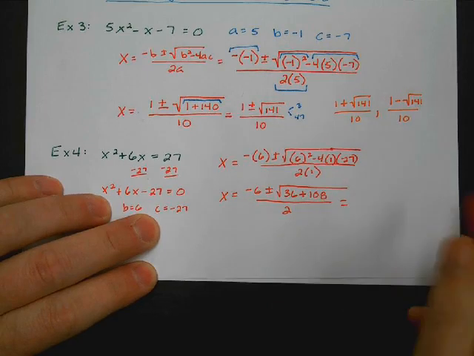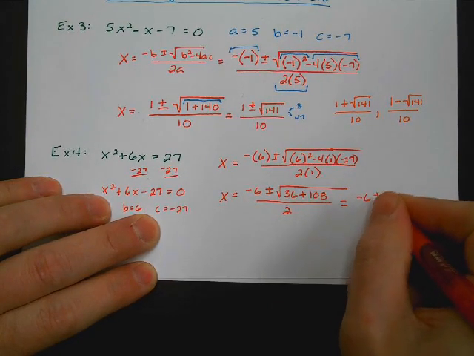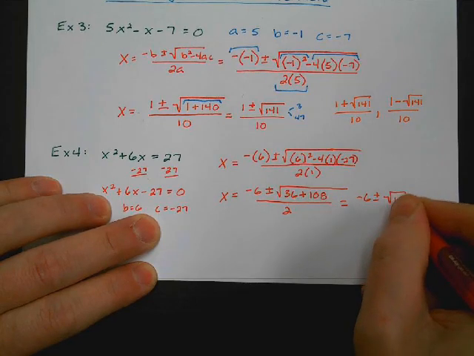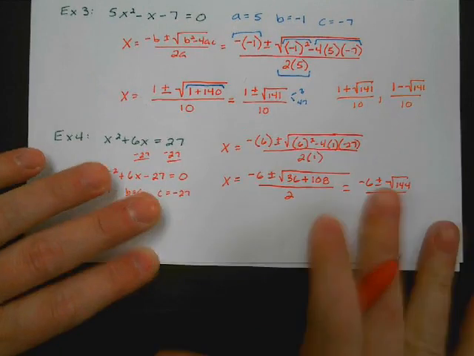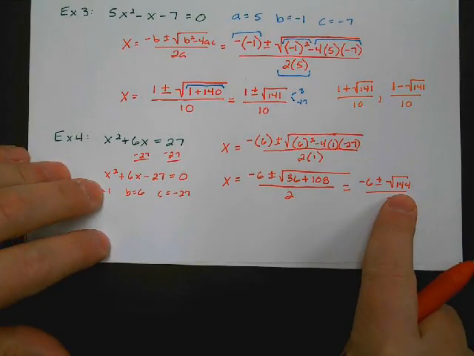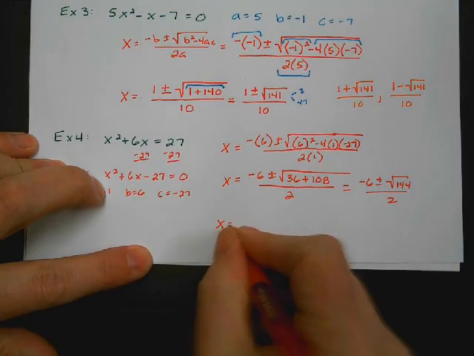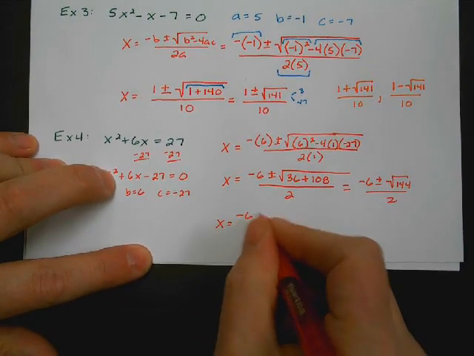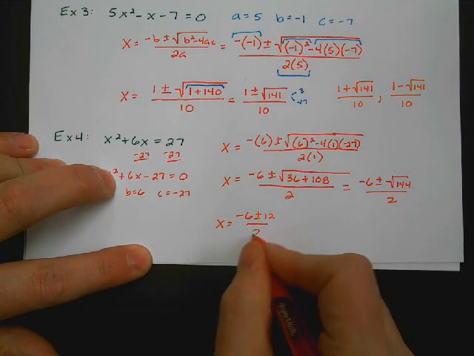This 36 plus 108 makes 144. So this is negative 6 plus or minus the square root of 144 all over 2. All right, so I got my answer. I can reduce the 144. That's a perfect square. That's the perfect square of 12. So I get negative 6 plus or minus 12 over 2.